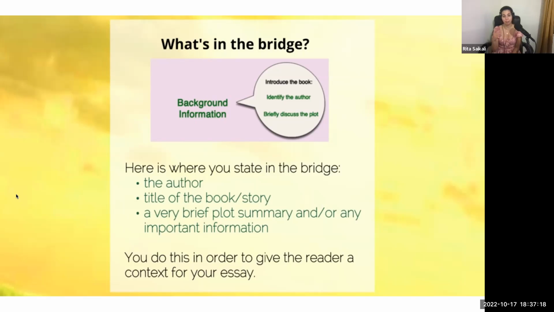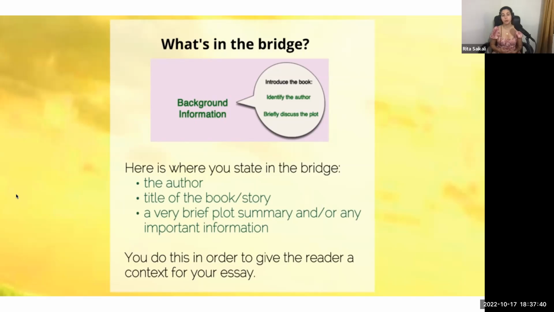So let's say you're writing an essay about a book, then you give us a small information about that book. If you're writing an essay about a topic, like we said, abortion, then you'd give us a brief summary of what abortion is and where it started and how it started and so forth, right? But very brief, meaning very short.